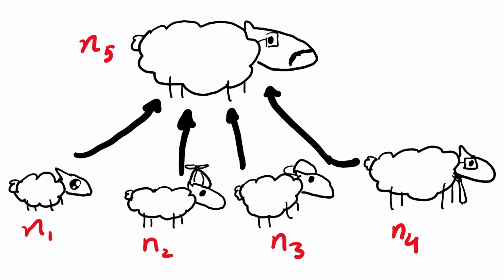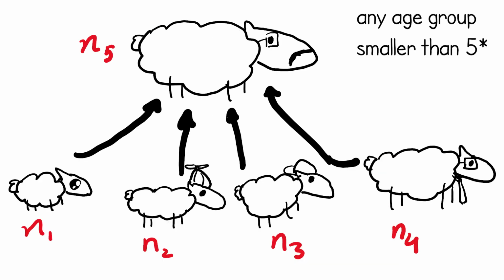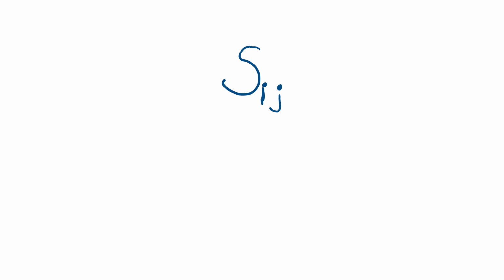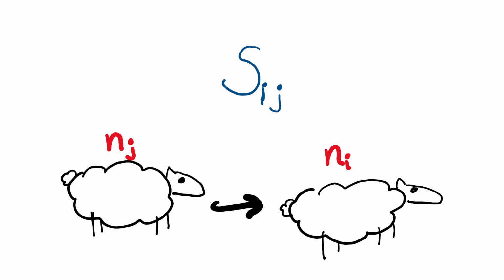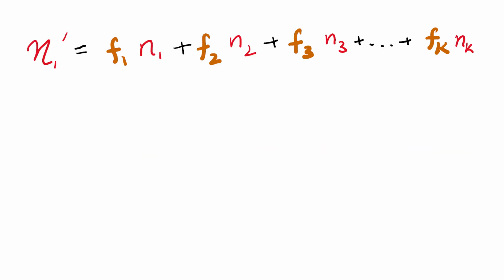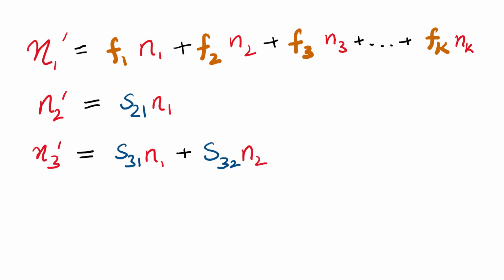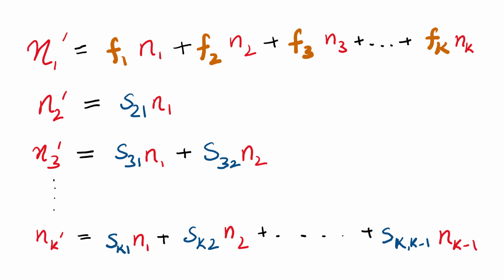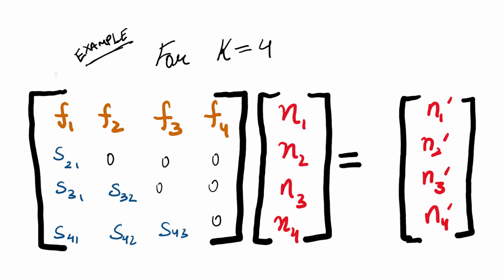So, sheep in n sub 5 can now come from any age group. I'll write s sub i,j for the fraction of sheep which were counted in n_j, but in the next year are counted in n_i. So, we have n5 prime being this expression. n1 prime is the same as before. n2 prime is s21 times n1, n3 prime is s31 n1 plus s32 n2, and so on. All of this can now be neatly packaged into a nice matrix equation.